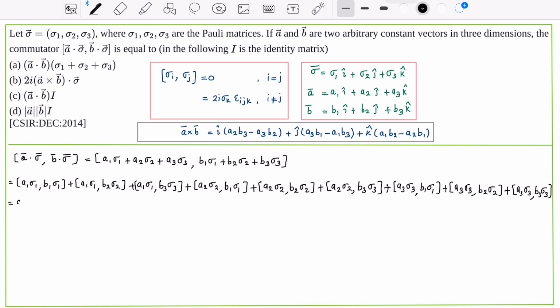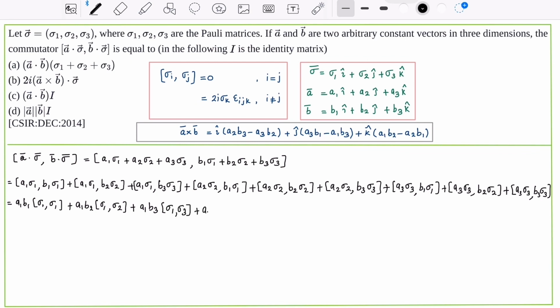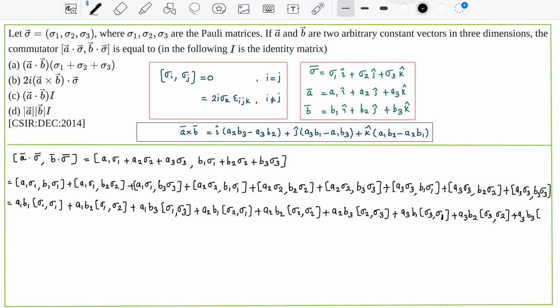Here A1 and B1 are constants, so the first term is A1 B1 times the commutator of sigma 1 and sigma 1, plus A1 B2 times the commutator of sigma 1 and sigma 2, plus A1 B3 times the commutator of sigma 1 and sigma 3, plus A2 B1 times the commutator of sigma 2 and sigma 1, plus A2 B2 times the commutator of sigma 2 and sigma 2, plus A2 B3 times the commutator of sigma 2 and sigma 3, plus A3 B1 times the commutator of sigma 3 and sigma 1, plus A3 B2 times the commutator of sigma 3 and sigma 2, plus A3 B3 times the commutator of sigma 3 and sigma 3.